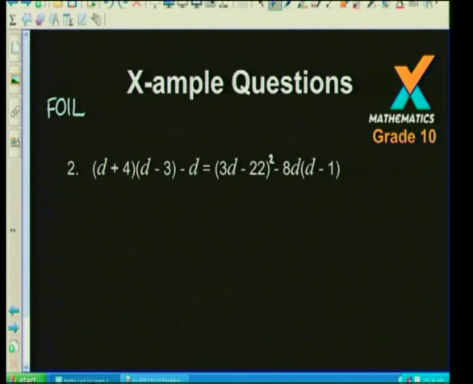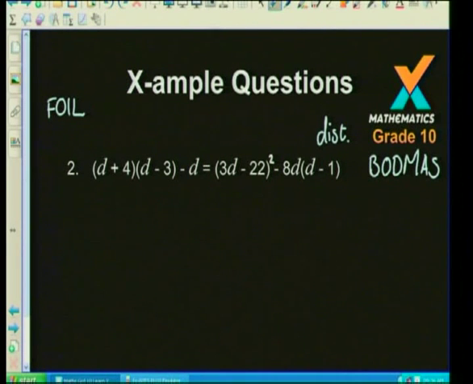Then we have a squared binomial. There is a shorter method to deal with a squared binomial. I find most people get it wrong, and therefore I recommend that you go back to doing FOIL for when you are squaring binomials. And lastly, we have minus d into d minus 1, which means that we're going to be using the distributive law. Now, all of these have to be done in the BODMAS order. So you must always start with brackets first and then do the rest.